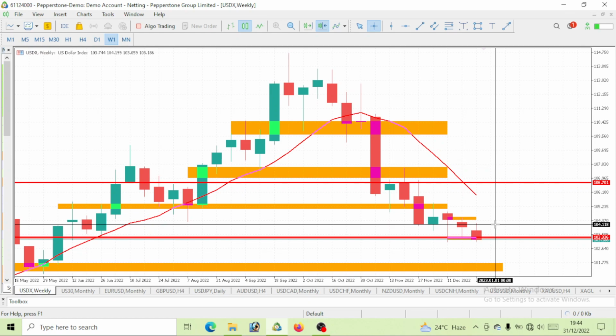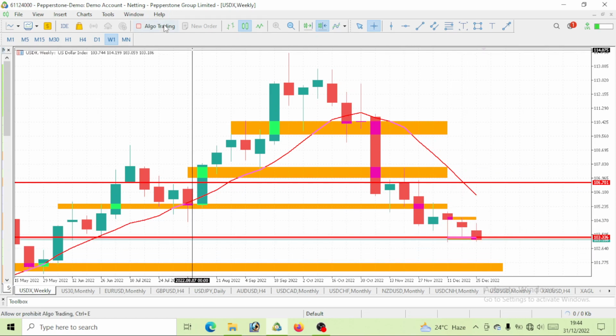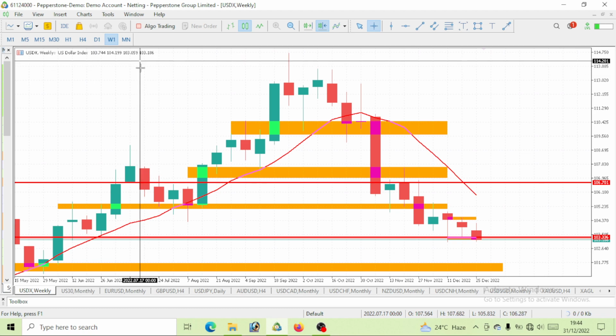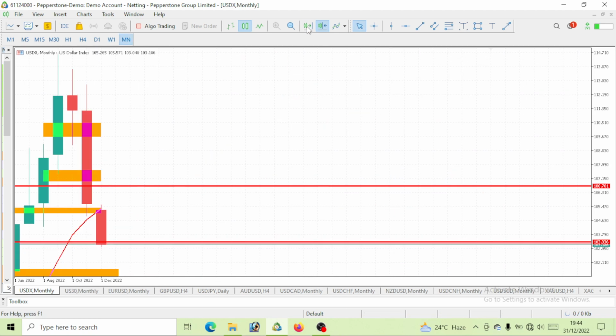Now we want to predict where this price will be moving for this week, which is the first week of January. In order to be able to predict such movements, we are going to start from the higher time frame, which is the monthly time frame. We are going to analyze it and try to predict where this price will be moving and understand this movement before we take that trade.